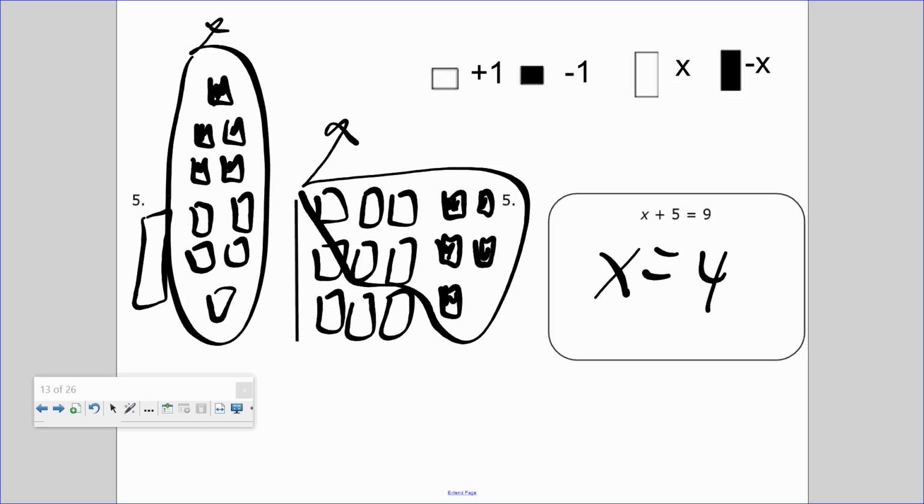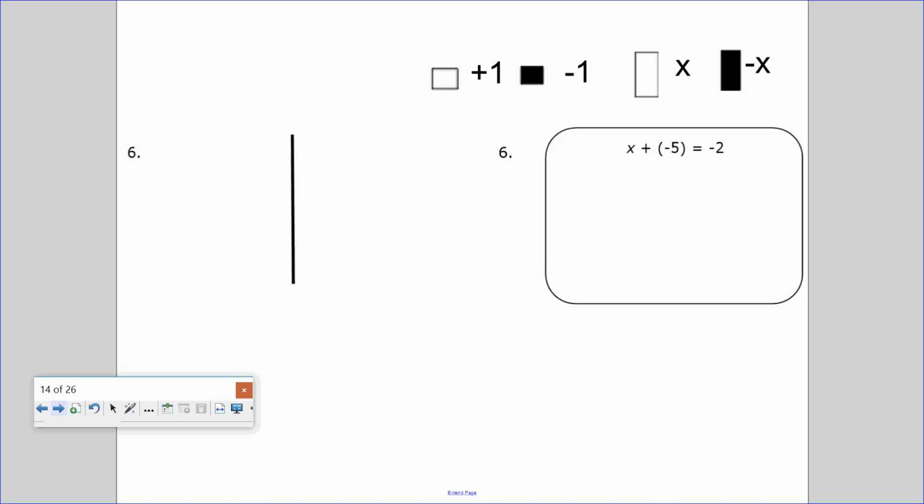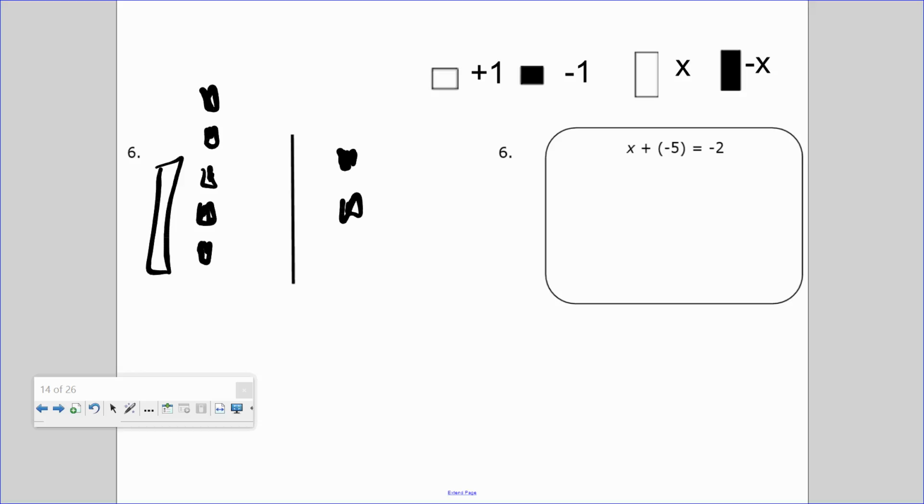All right, let's check our work. Is 4 plus 5 equal to 9? It is. Check mark. Next one, we have an x. Let's draw this, model it. x plus negative 5. Let's draw 5 negatives. Equals negative 2. How can I isolate this x? What's the inverse of negative 5, or minus 5? Plus 5. Plus 5.